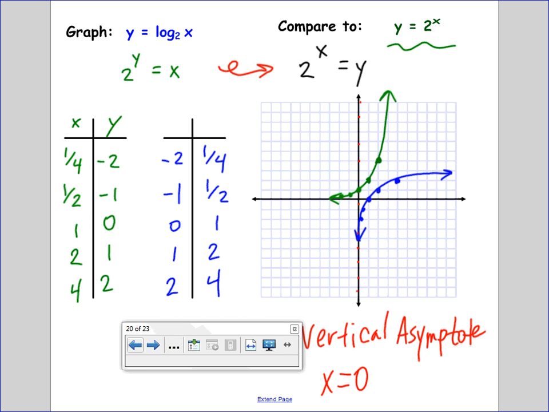My exponential function has a horizontal asymptote. A horizontal asymptote, the y values get closer and closer to y equals 0, but never get there. So it's like a shelf. The exponential function sits on top of it, I'll go ahead and add that as a dashed line. So my exponential function 2 to the x has a horizontal asymptote.